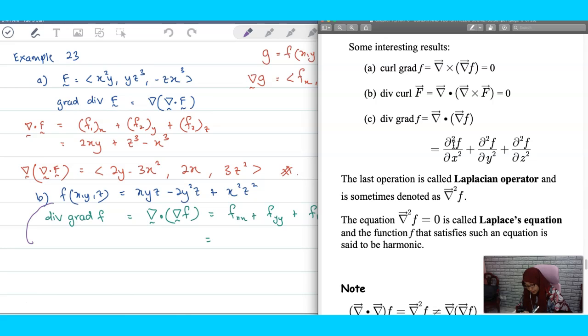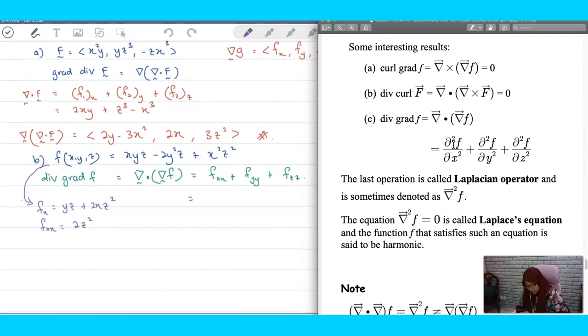So from here you can have fx, where fx is yz plus 2xz squared, and fxx will give you 2z squared. Okay, and then to get fy.